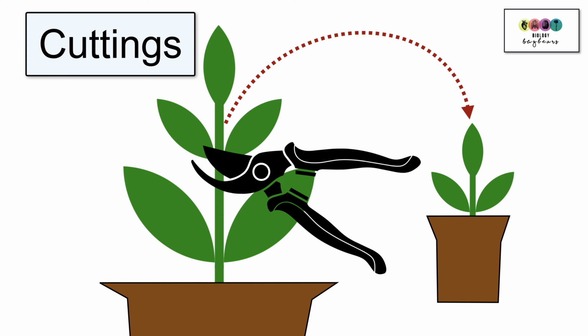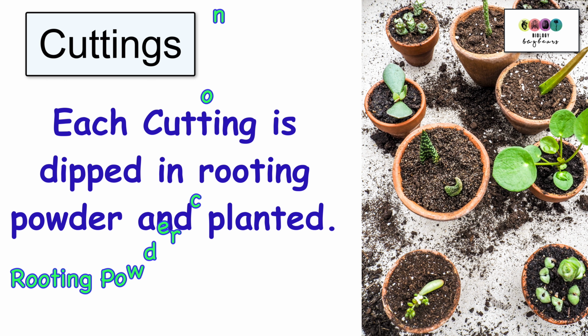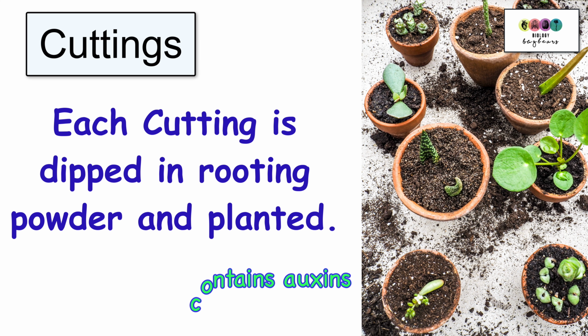So you cut your piece of stem, and the cut part, the part that you're taking, gets dipped often in rooting powder, and the rooting powder will contain plant growth regulators which will stimulate roots to grow. So you place your cutting into rooting powder and then you plant it in its own soil, and if conditions are favourable it will grow into its own individual mature plant.